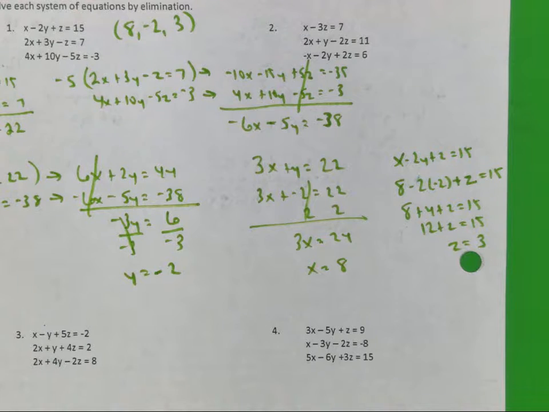What do you notice different in number 2? There's no y in the top equation. So they kind of did a little bit of work for you, didn't they? So if there's no y in that top one, it's already down to 2 variables. I'm not messing with that top one.